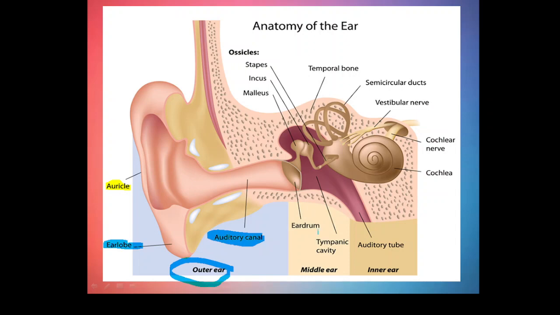Next is the middle ear. Middle ear consists of this eardrum, the tympanic cavity, and obviously the ossicles. It all comes under the middle ear, and it's the temporal bone that is supporting this whole structure. So we have come to the middle ear.